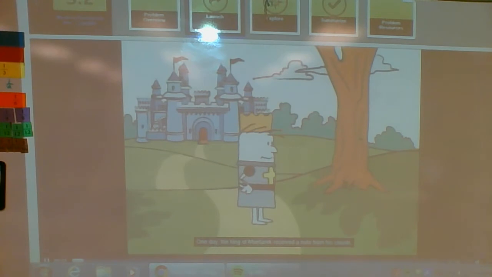One day, the king of Monterek received a note from his cousin, a king in the distant land of Karatnam. Dear cousin, I would like to congratulate you for winning the archery competition that was held in my castle last week. I reward your outstanding performance with 11 gold coins. The coins are equally divided in these 2 sealed pouches.